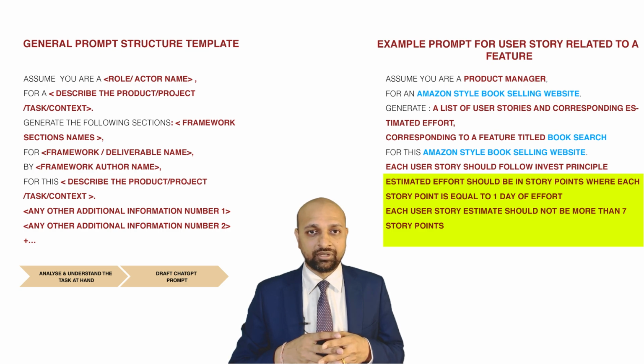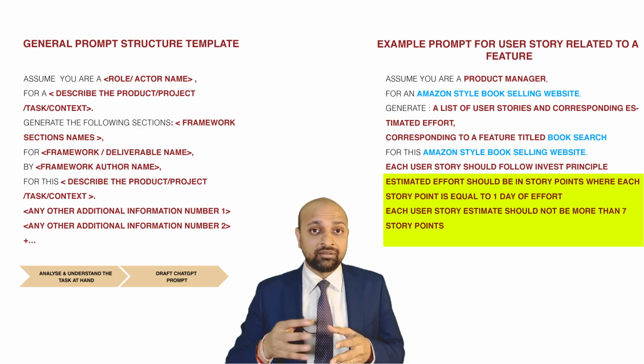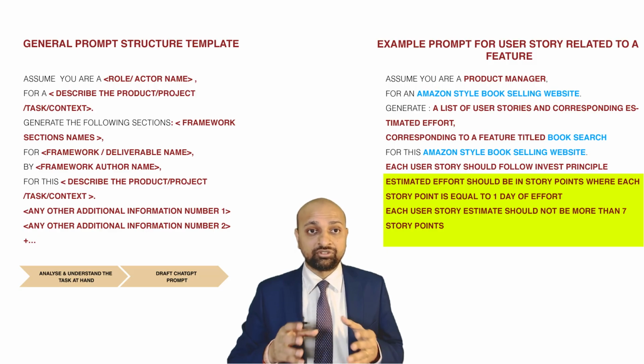Additionally, we've specified that we don't want any story to exceed 7 story points. The reason for this is to ensure that each story fits within a sprint. Assuming it's a 2-week sprint, the maximum size by thumb rule we can take is 7 story points. This keeps stories deliverable and sprint appropriate. That's how we have constructed our prompt for this use case.